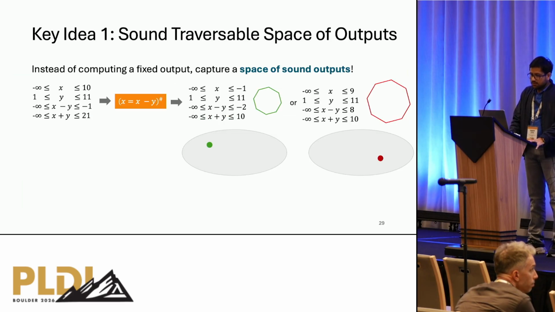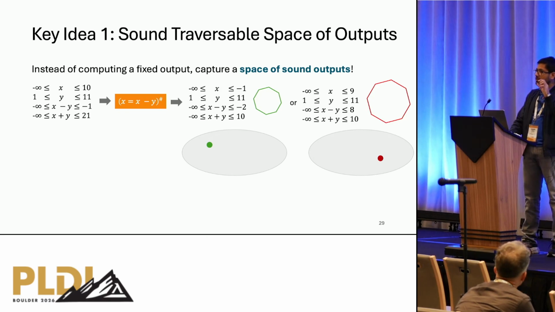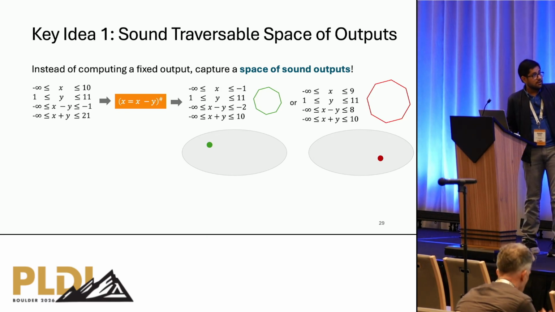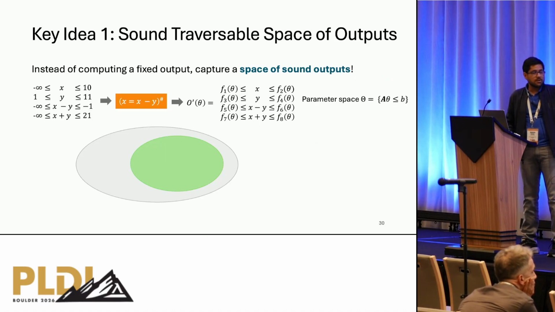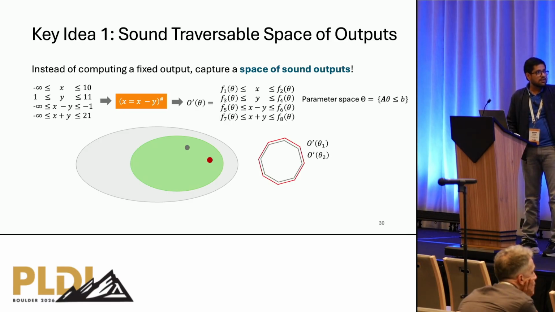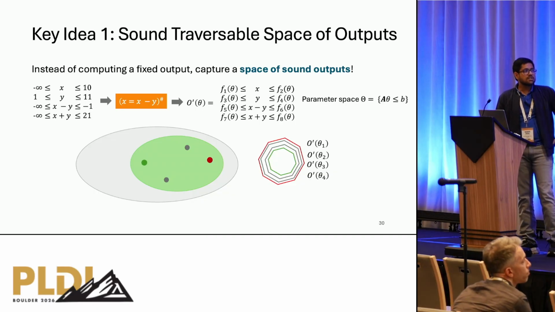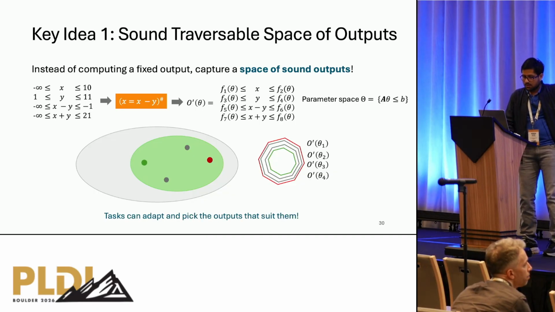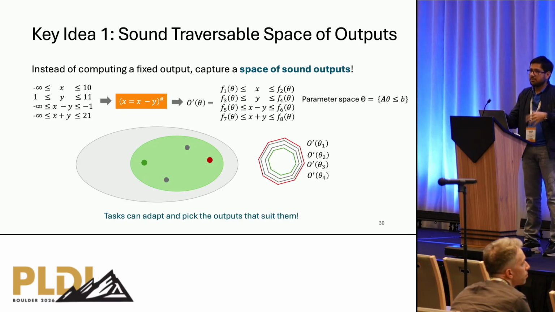For this, our first key idea is that instead of computing a single output, you should instead compute a space of sound outputs. For instance, this green space is a space of sound outputs, and all the outputs that you instantiate, all the octagons that you instantiate from this space, will always be sound. And once you have such a thing, tasks can now adapt and pick outputs that suit them based on their needs.